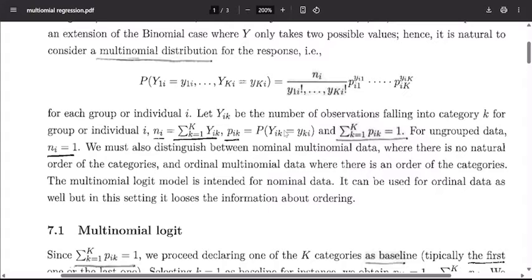The sum of probability, the probability of falling into a group, the sum of that has to be equal to 1. That's what I mean here. I need you to pay attention to this. I said for each individual, so i is for individual, k is for the group, the category the individual belongs to. And I said n_i equal to this.